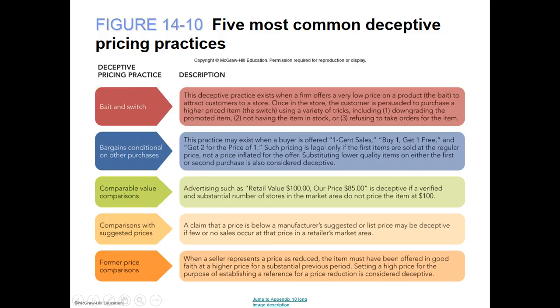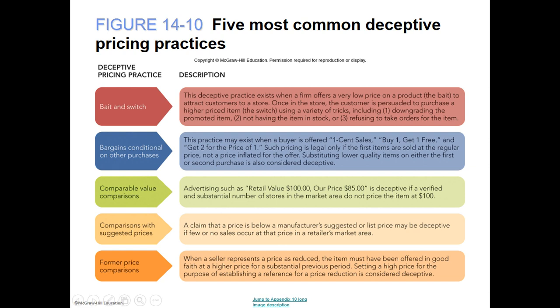This chart gives you the five most common deceptive pricing practices. I'm not going to read all of them for you here. I want you to read it carefully in your book. First one is bait and switch. I'm sure you've heard about that. You bait, you get a customer in, and then you switch to a different price. It's tricky. Bargains conditioned on other purchases: you have to buy this, and then you buy other things, and then you're able to buy this thing.